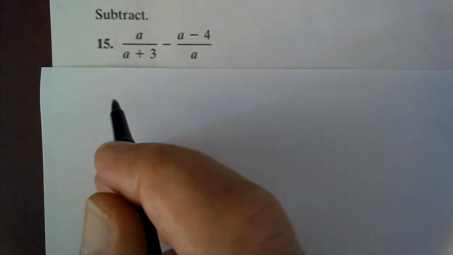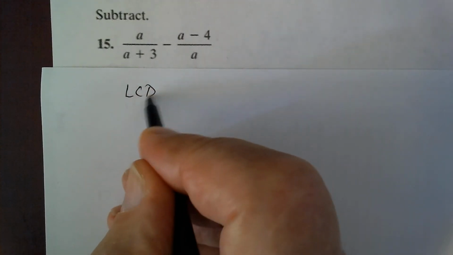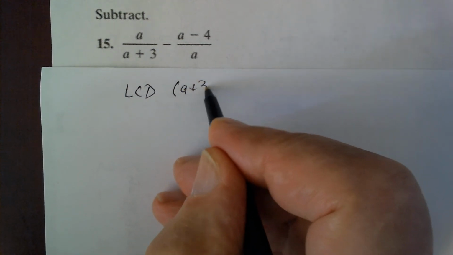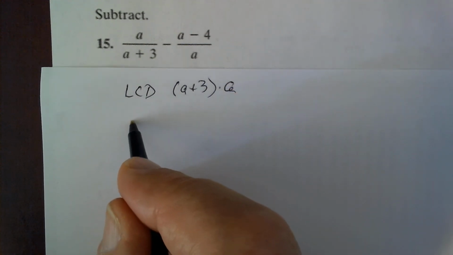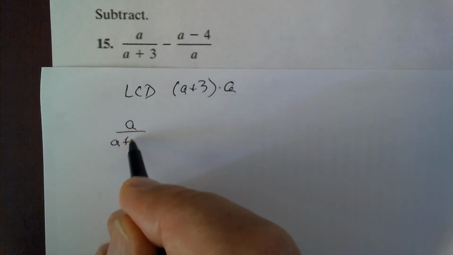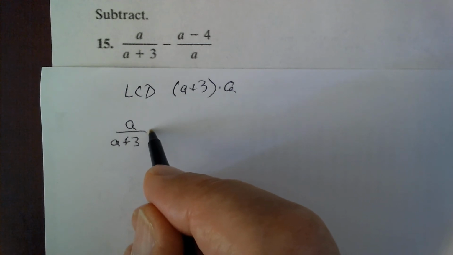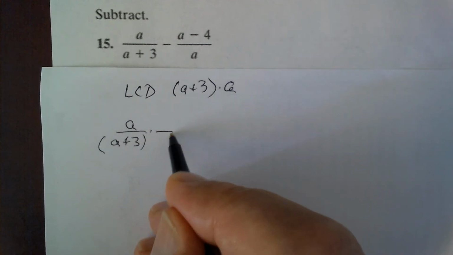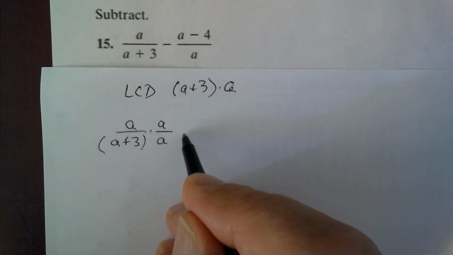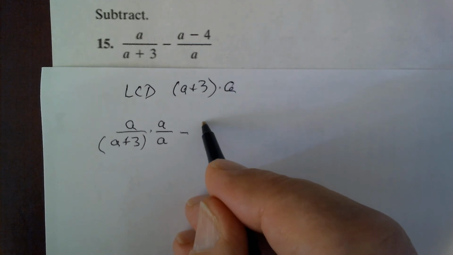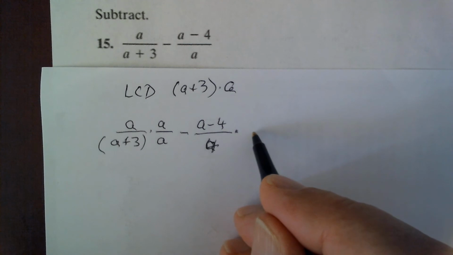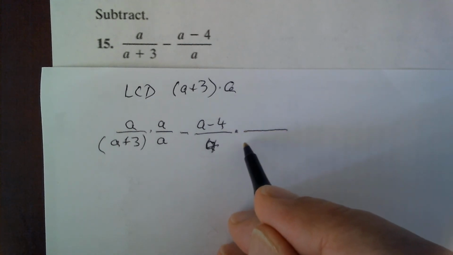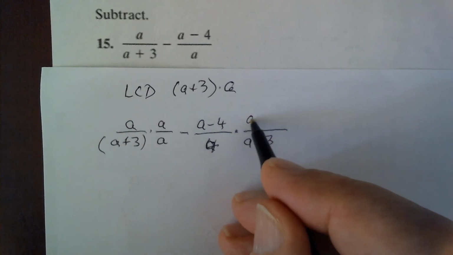For number 15, I'm sure you can see that the LCD would be the product of a plus 3 times a. So therefore, rewriting these expressions, a divided by a plus 3, compare that with the LCD, we know we need to multiply the numerator and denominator by a divided by a, in other words by 1. And then we have minus a minus 4 divided by a. And so here the missing factor is a plus 3. So we need to multiply the numerator and denominator by 1, in this case by a plus 3 in the numerator and denominator.